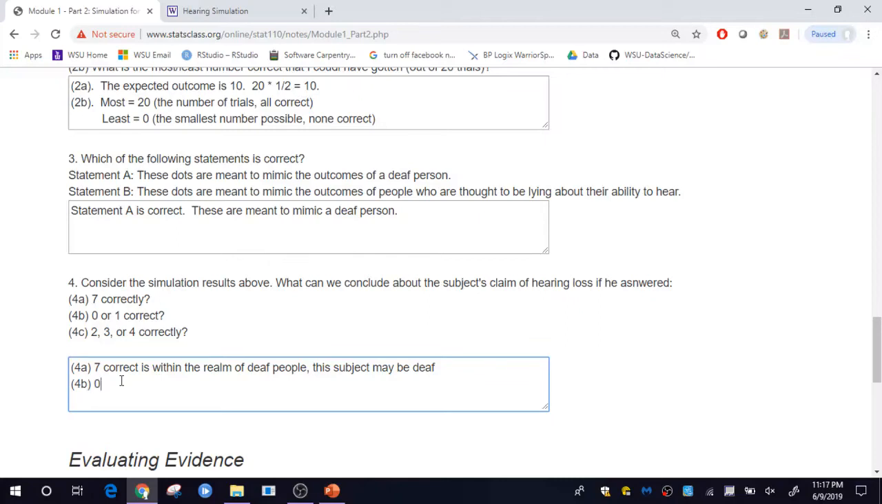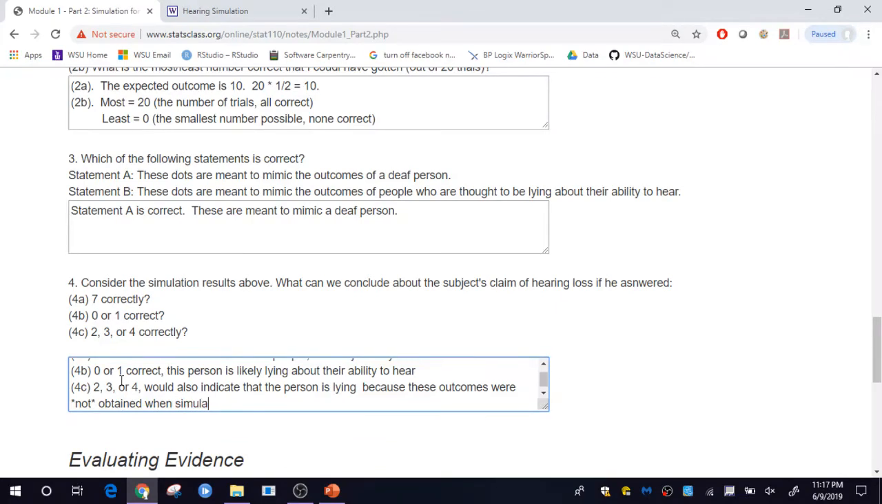Question 4B, how about 0 or 1 correct? And we said that that means this person is likely lying about their ability to hear. And then question 4C, a 2, a 3, or 4 would also indicate that the person is lying, because these outcomes were not obtained when simulating outcomes for a deaf person.